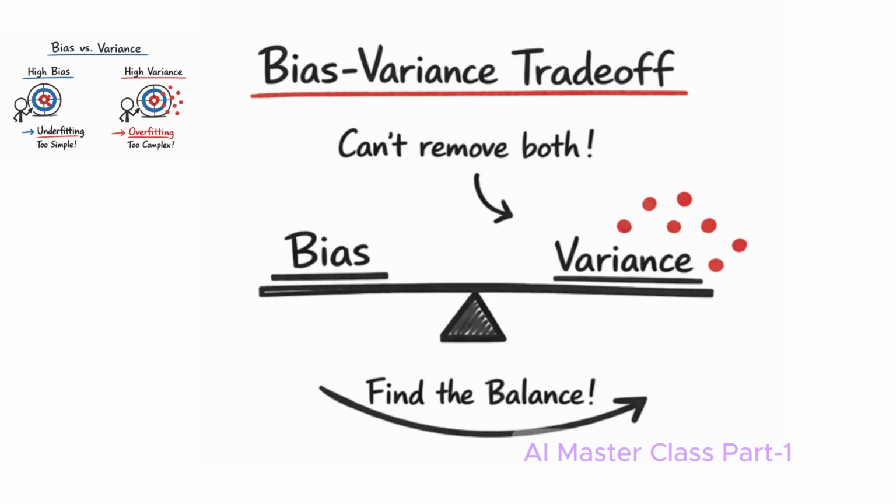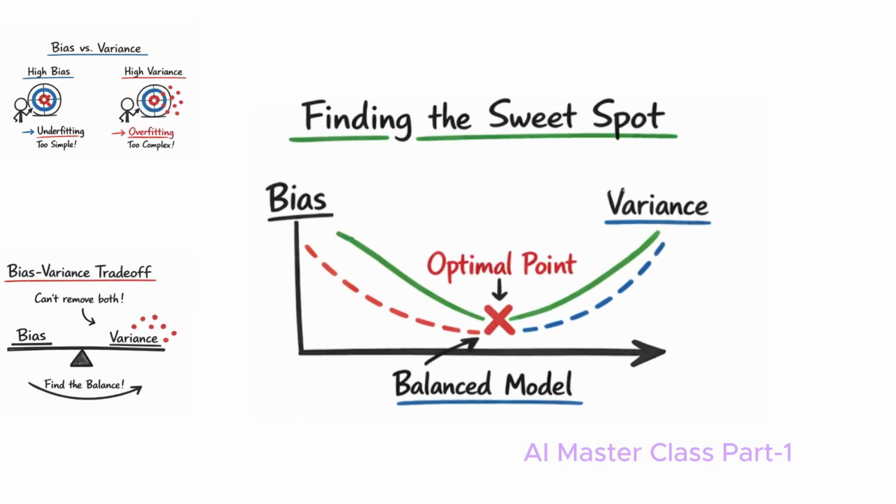If you make your model more complex to reduce the bias, the variance will go up. And if you make it simpler to reduce the variance, then the bias will go up. So we need to find a sweet spot, which is a balanced point for both bias and variance. Our end goal should be a model that is complex enough to capture the real patterns, but simple enough that it doesn't memorize the noise.